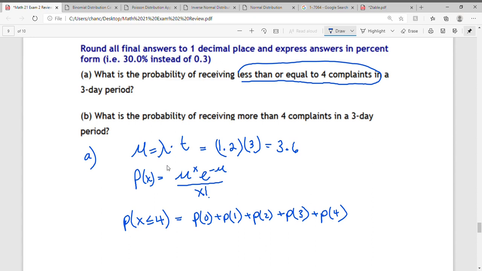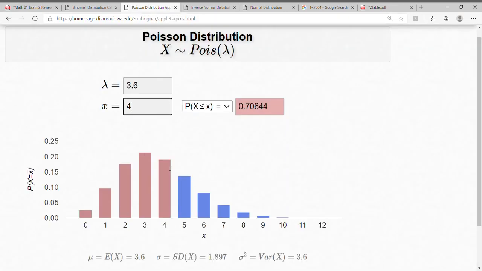But we can also use technology. So let's use technology for this question. I need the mean, which is 3.6. And I need to use x is less than or equal to 4. So let's go to our Poisson distribution calculator and try it out. We'll enter 3.6 for lambda, but remember this lambda is actually our mean. This calculator considers a t equal to 1, and that's why this is lambda, but just enter the mean here and it should work out fine.